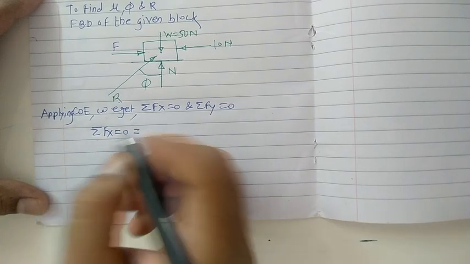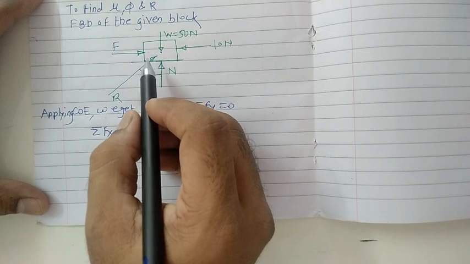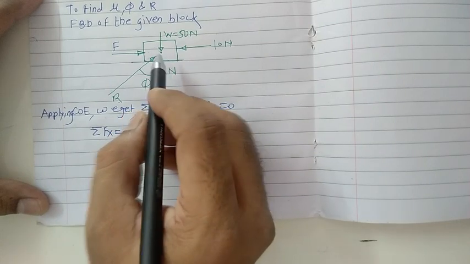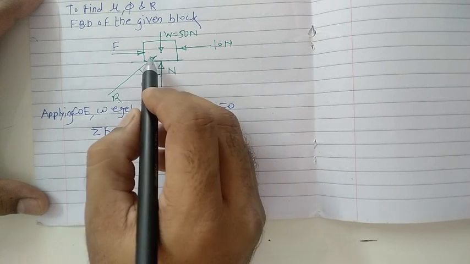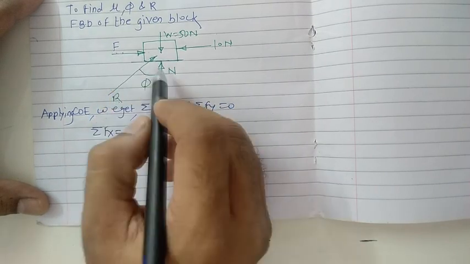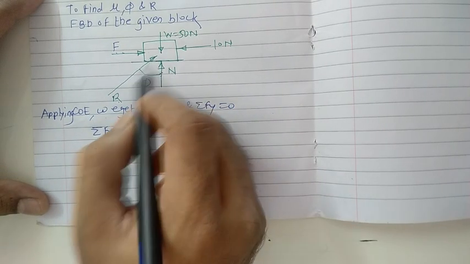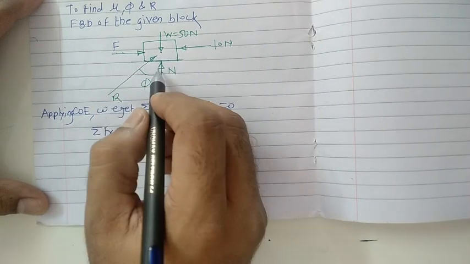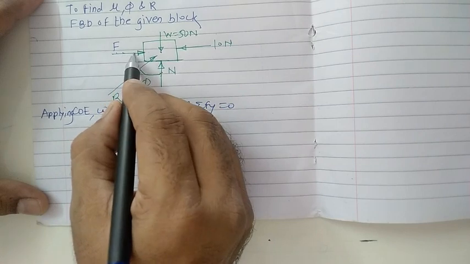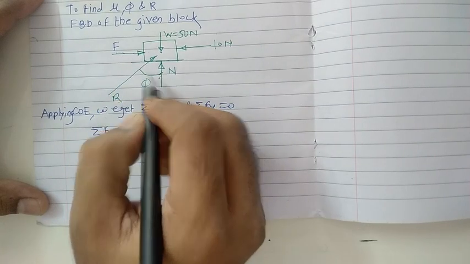Now focus only on the horizontal forces. For that, it is very important to note that this force is nothing but the resultant force. The components of this resultant force are already with us. This one and this one are the components of this resultant force. So it is not necessary to resolve this force. Since the components are already available, don't resolve this force.